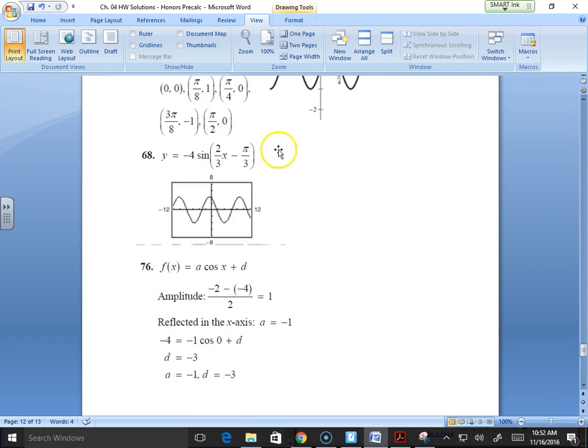Number 68. Whew, finally one you got to do in your calculator, right? Did it work out all right? Were you in radian mode? Yeah, if you were in degree, remember we've had to do zoom trig, it would have been kind of messy.